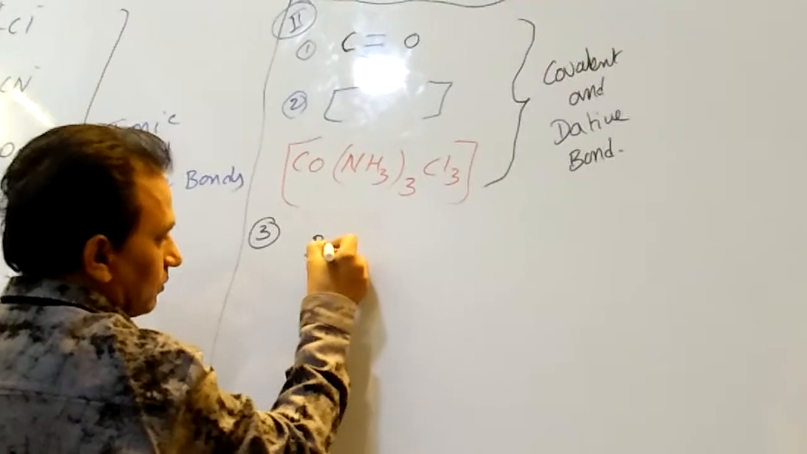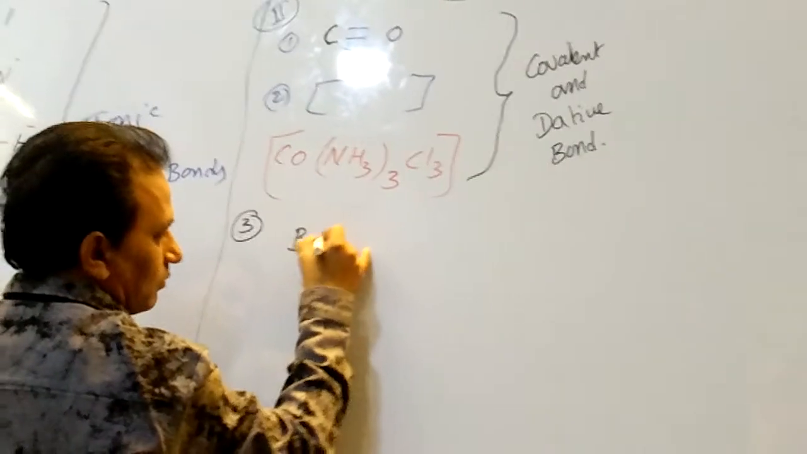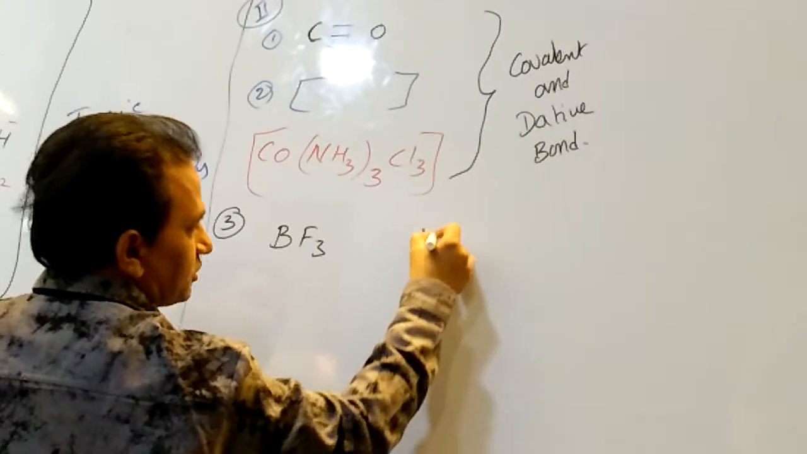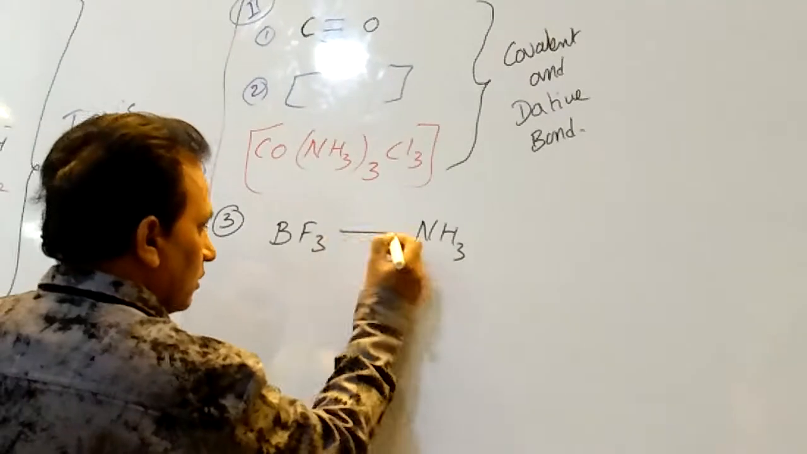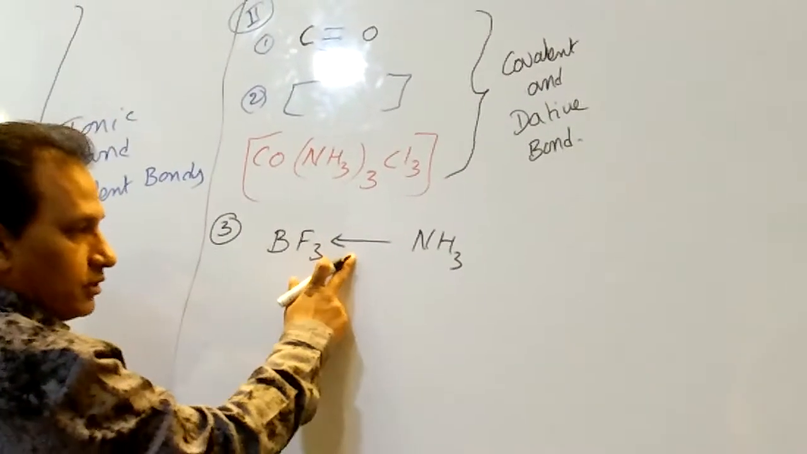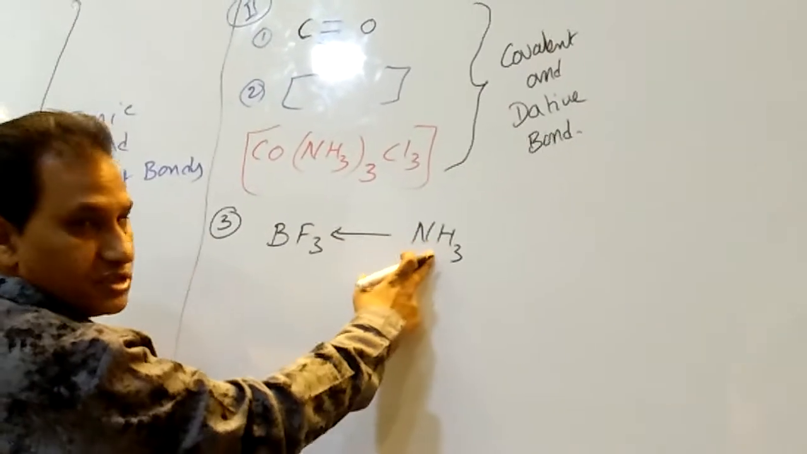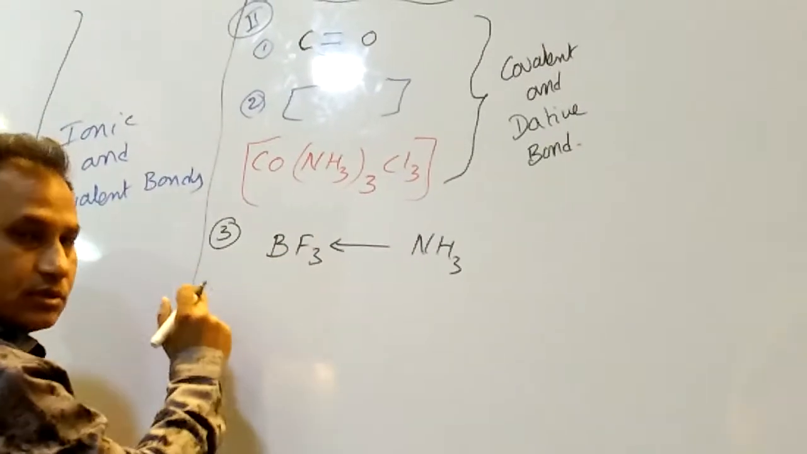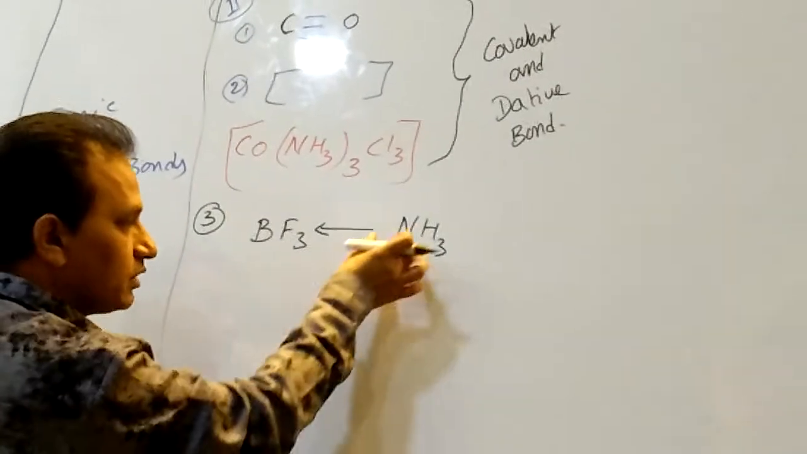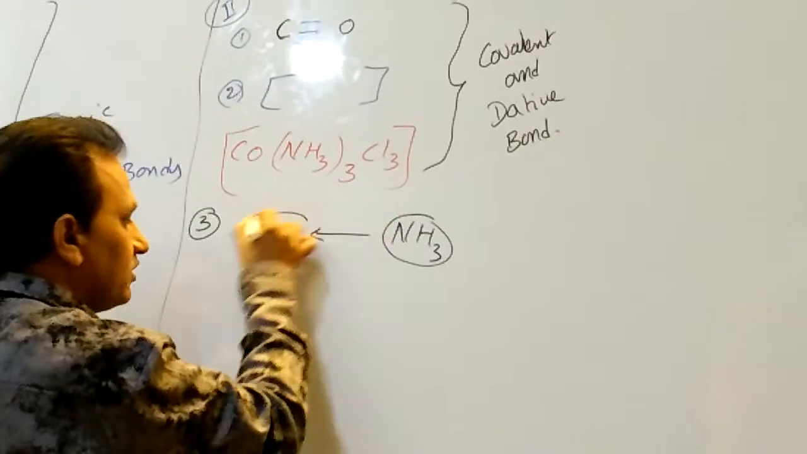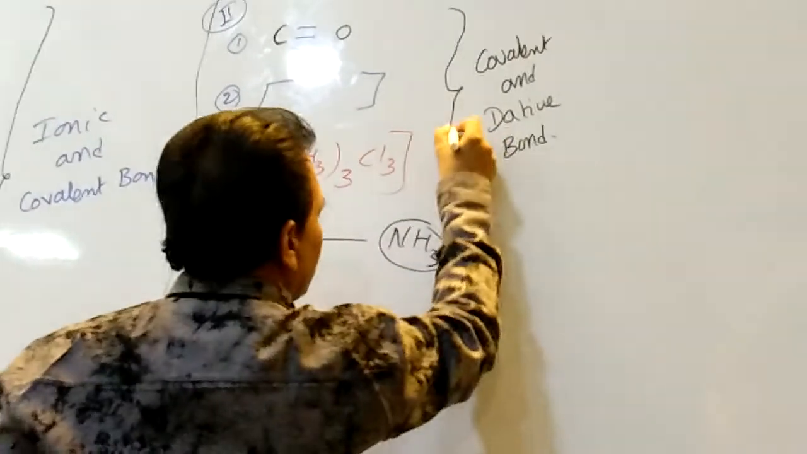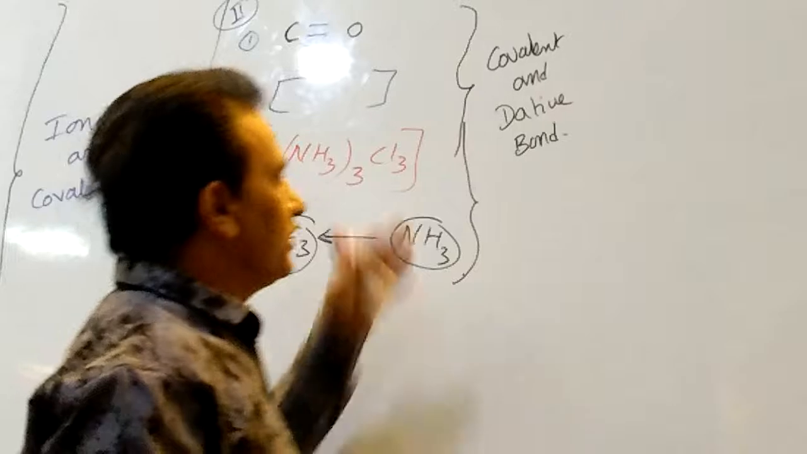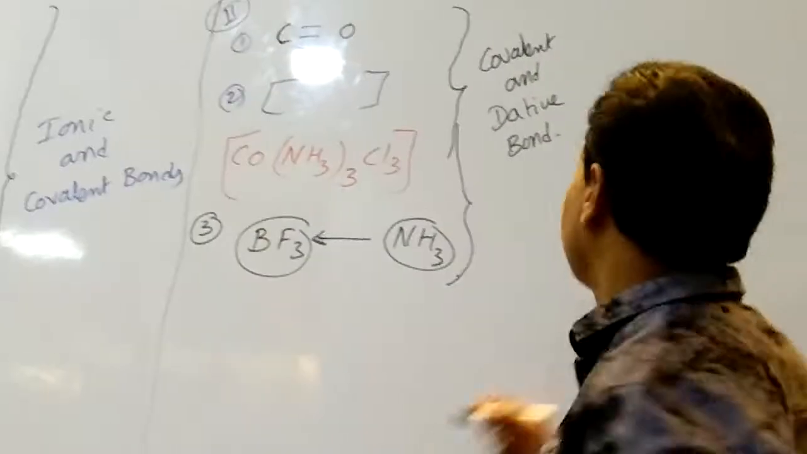BF3 and NH3. BF3 NH3. Here, nitrogen-hydrogen is a covalent bond. Boron-fluorine is a covalent bond. But NH3 and BF3 are combined with a dative bond. Okay, dative bond and covalent bond are present.